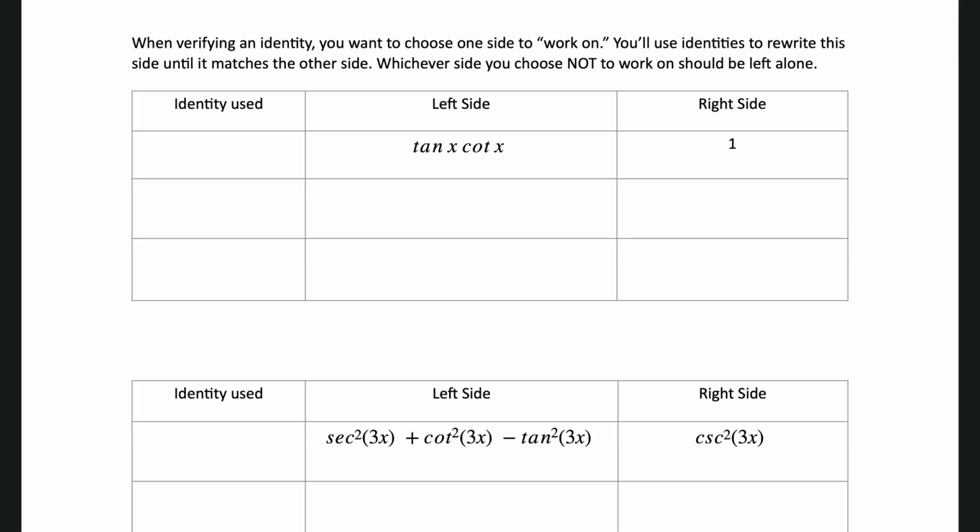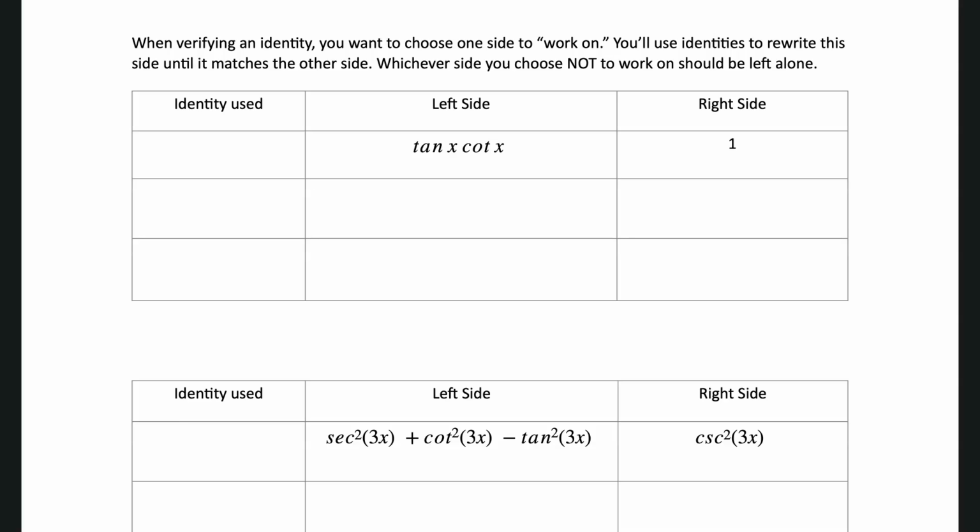Before I start this, let me just add a few things. First, notice that little sentence above the proof talking about when you're verifying an identity, you're only going to work on one side of the equation. You're not going to work on both sides simultaneously. You're not going to do any algebra within your proof as far as moving something to another side, dividing, etc. You're strictly going to be using the identities in some way on one side of the equation.